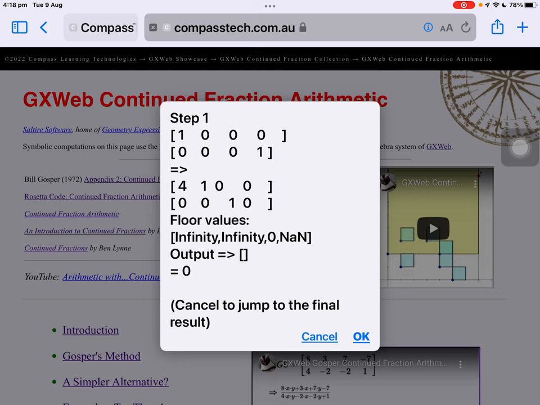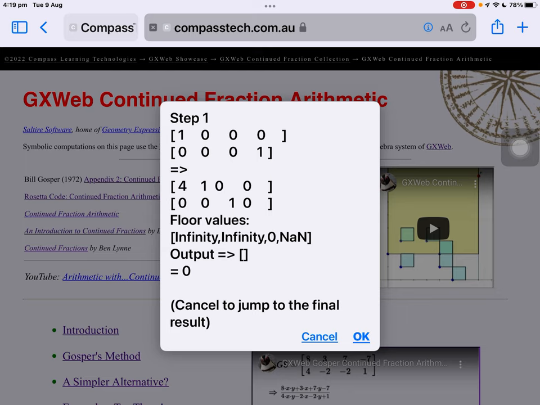Now, that 4 transforms our starting matrix. And we'll see in a couple of minutes how that works. Trust me for the moment. So it changes the matrix and produces a new form.